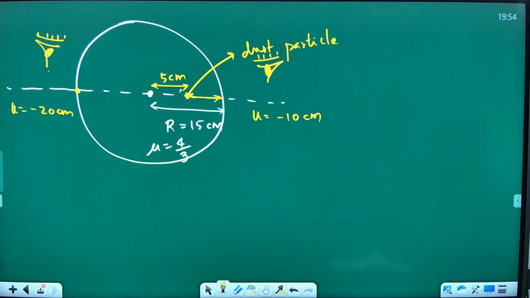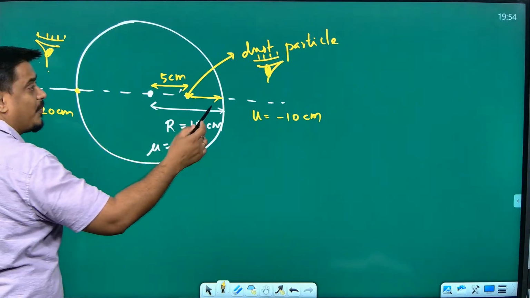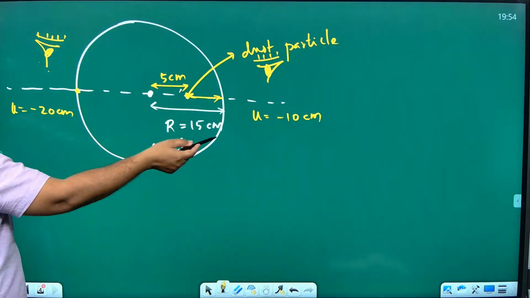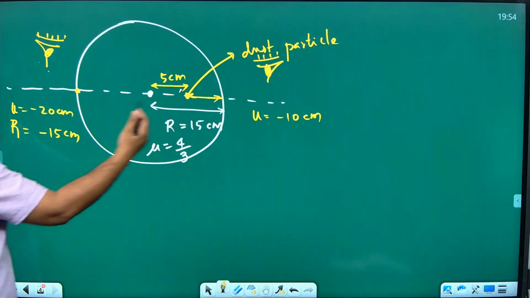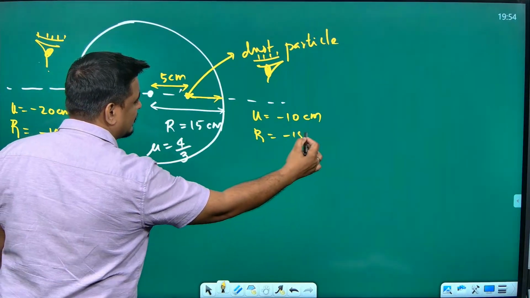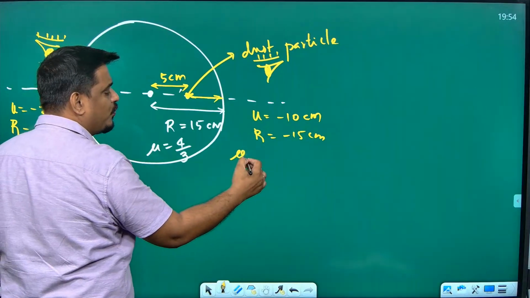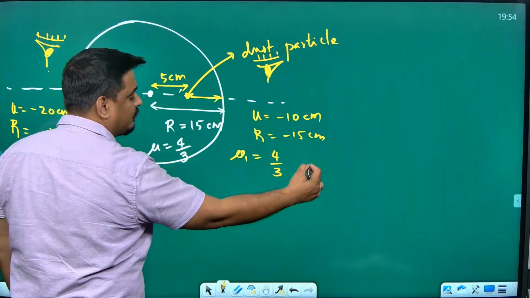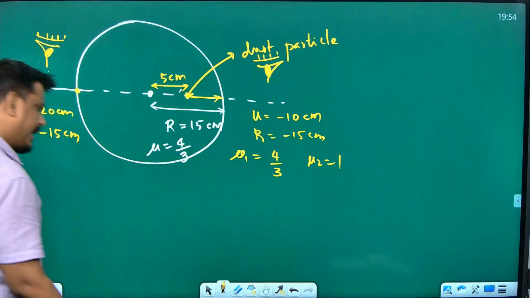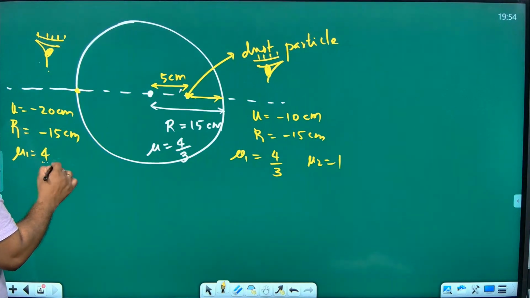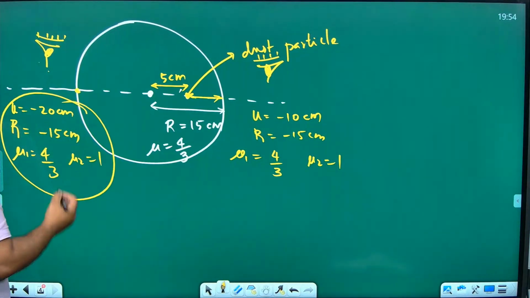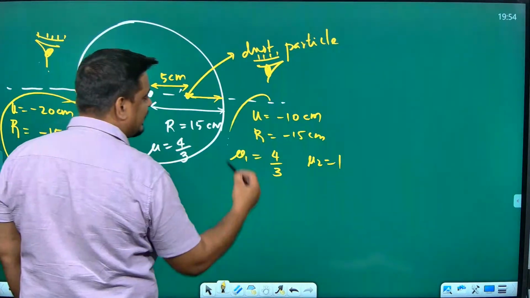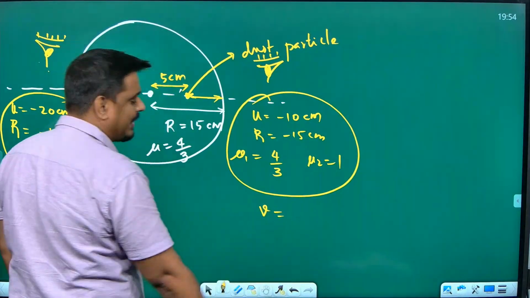So we will have two answers here: one if someone is taking the observer on the right hand side, another if someone is taking the observer on the left hand side. In this case, what will be the value of R? R will be the same in both cases: minus 15. Here also it is minus 15. The value of mu 1 is 4 by 3, mu 2 is 1. Here also mu 1 is 4 by 3, and mu 2 is 1. When you solve with all this data, what value of V are you getting here, and with this data, what V are you getting here? Both can be the answers.